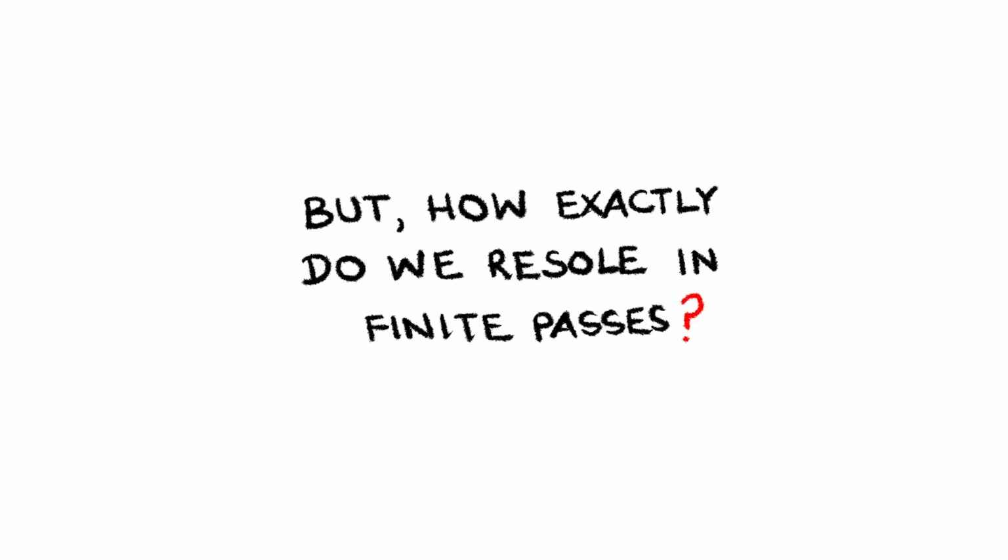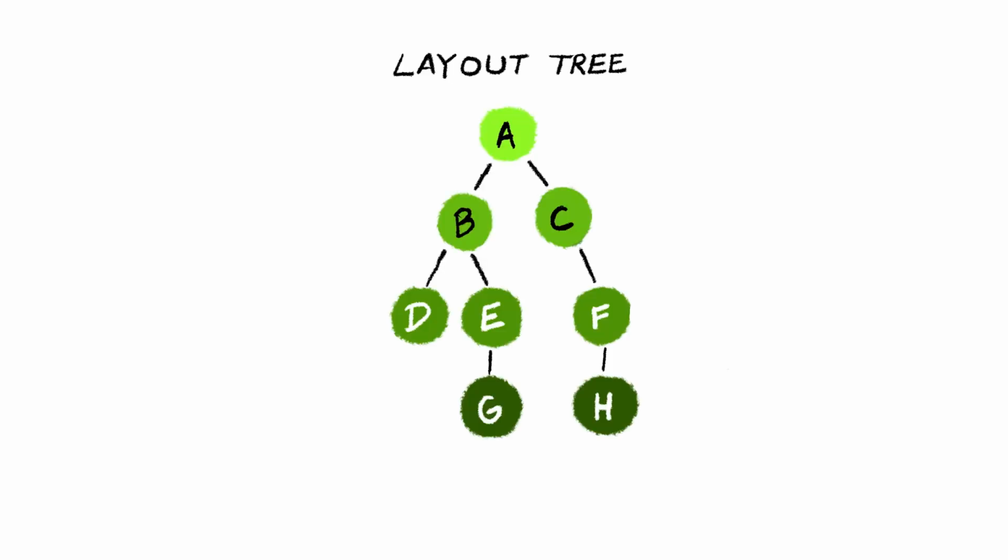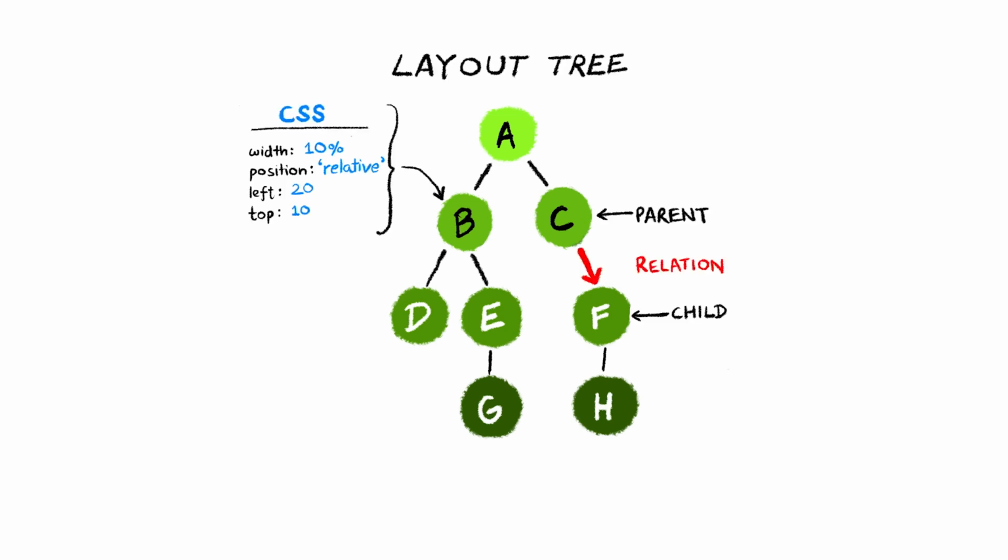So how exactly do we resolve the layout in a finite number of passes? Here's what happens in each pass. As mentioned earlier, we start with the layout tree. The structure of the tree represents the parent-child relationship among elements, and each tree node contains the user-applied styling.